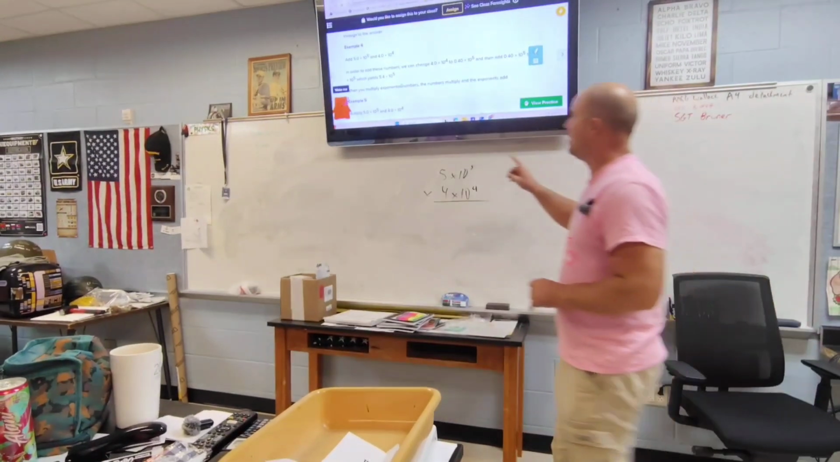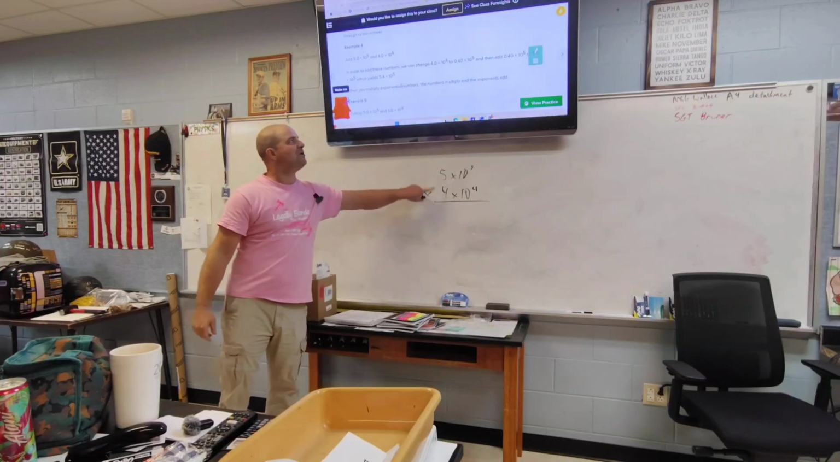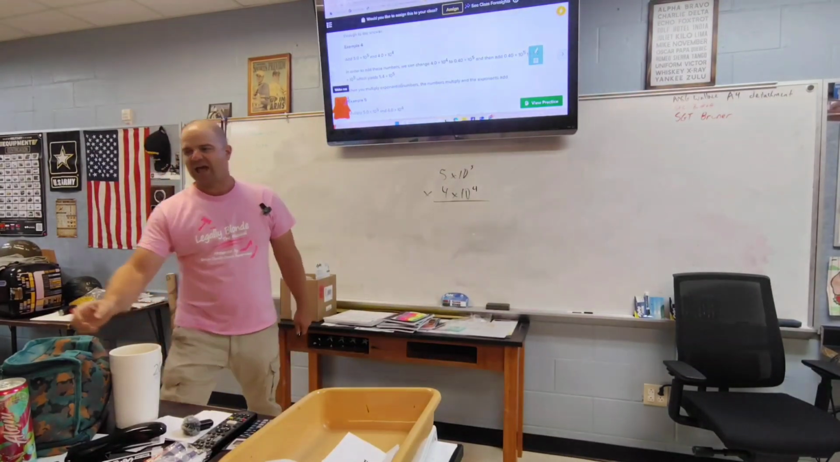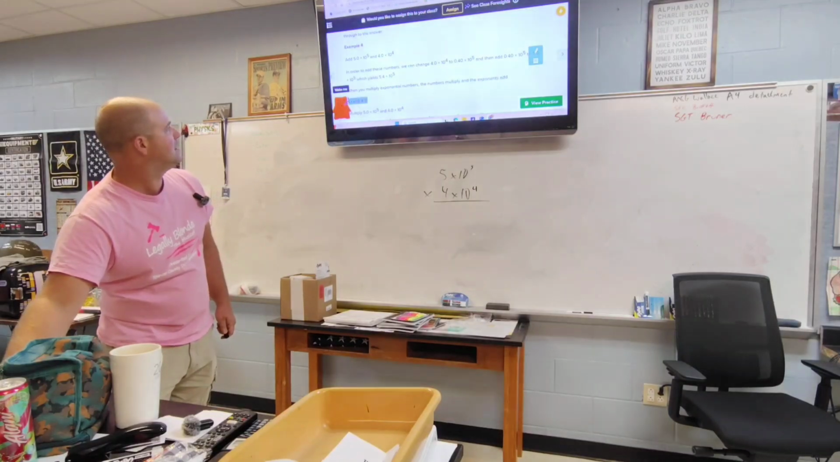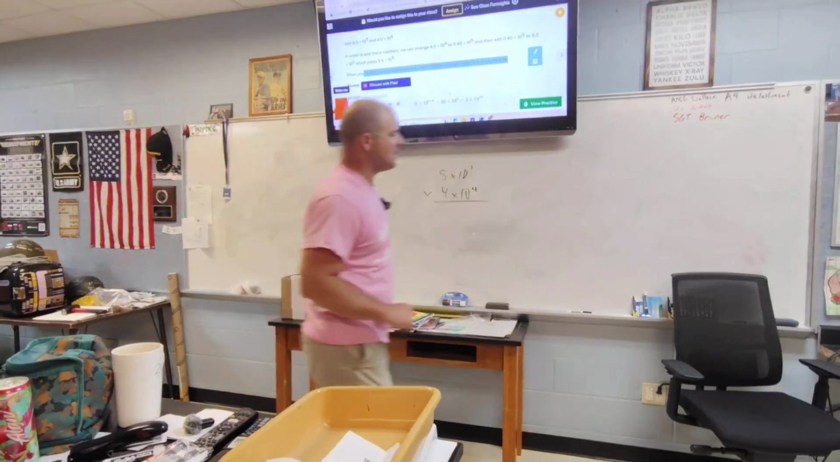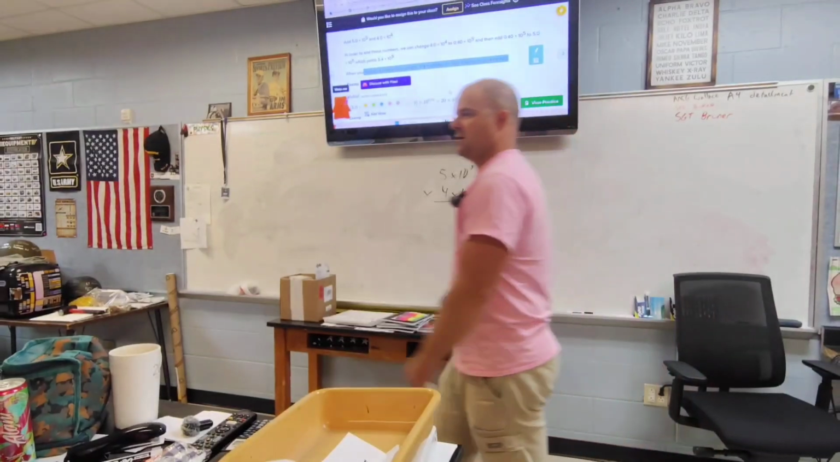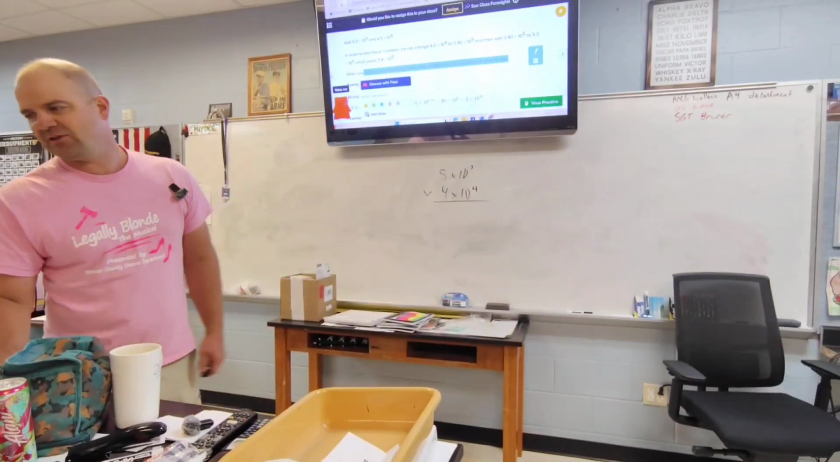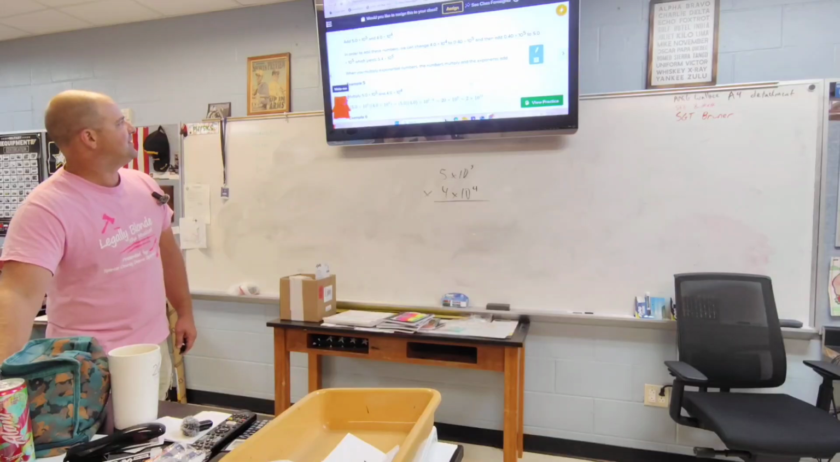So here's the rule. When you multiply exponent numbers, the numbers multiply and the exponents add. Put that in your notes, or make sure it's in your noggin. To multiply exponential numbers, the numbers multiply and the exponents add. When you multiply the numbers, you add the exponents.